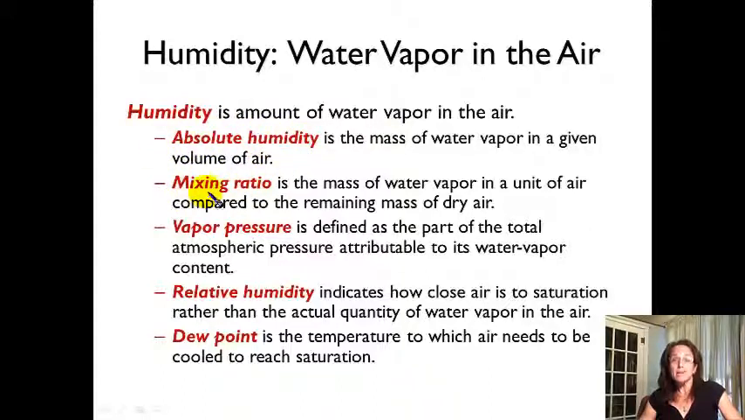Our mixing ratio is very similar, except instead of saying per unit volume, we're saying the mass of the water in a unit of air compared to the remaining mass of dry air. So we have so many grams of water per so many grams of dry air. So it gives us grams per grams or kilograms per kilograms, mass per unit mass. So that's the difference between absolute humidity and mixing ratio.